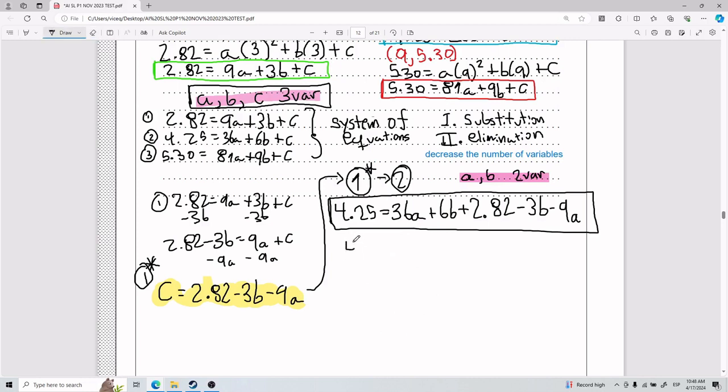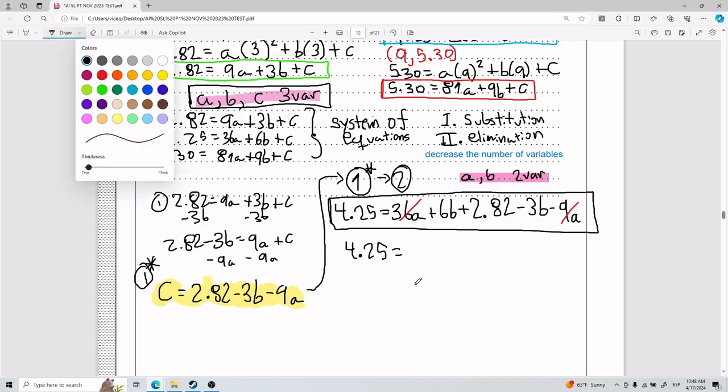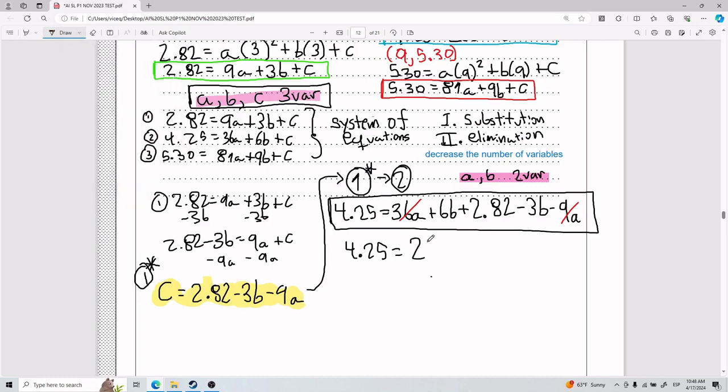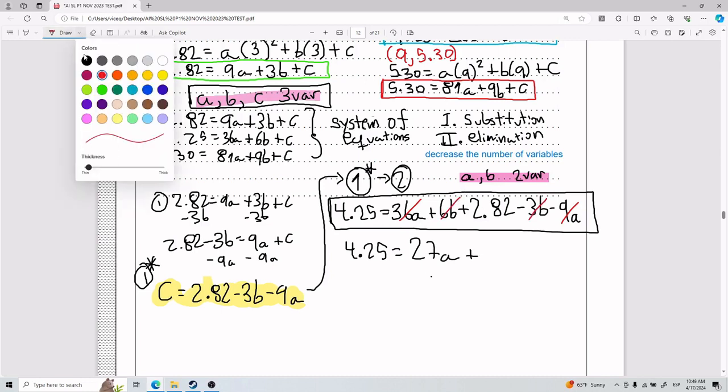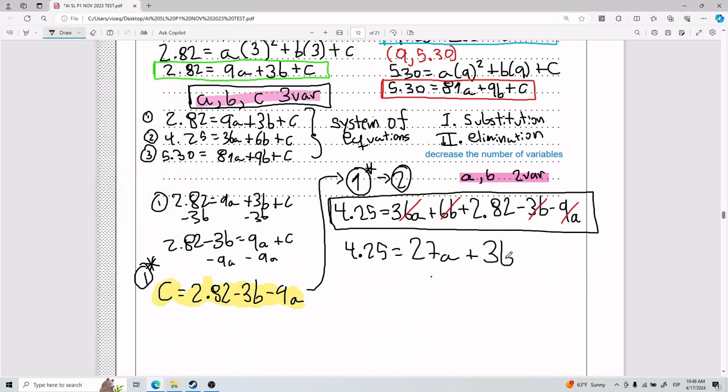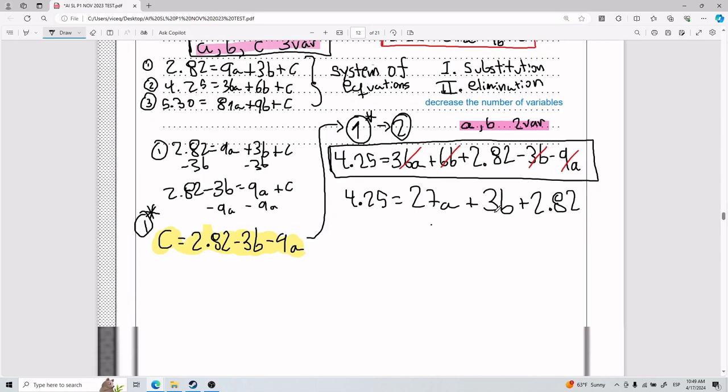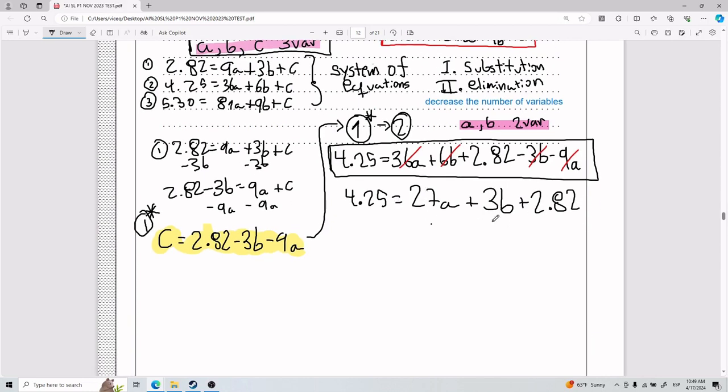So if I combine some of these like terms, this 36A with this 9A, that means I have 27A, plus this 6B with this -3B, which is +3B, plus 2.82. And so from here you choose to get either B alone or A alone. I'm going to choose to get B alone, so I'm going to do minus 2.82 to both sides.